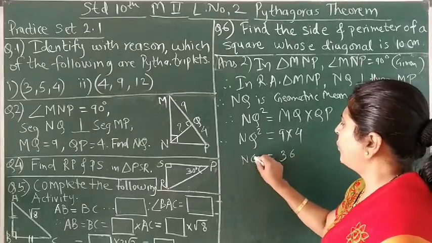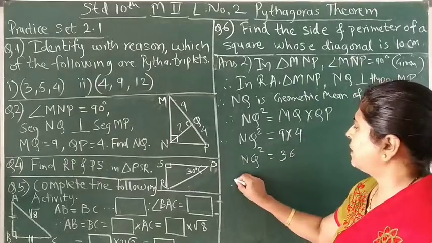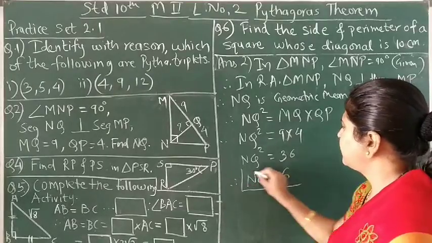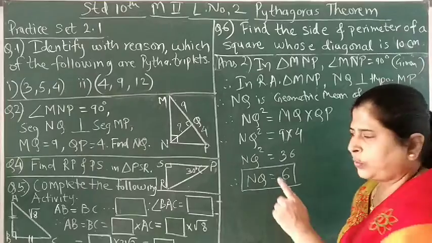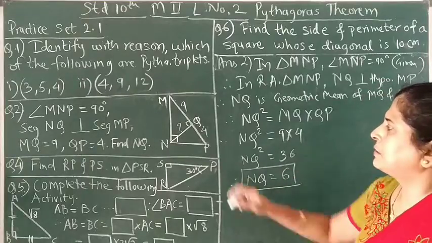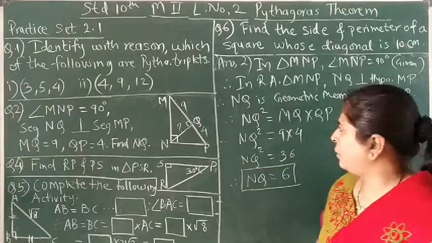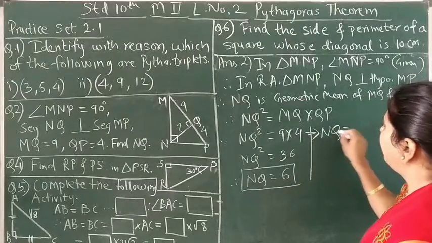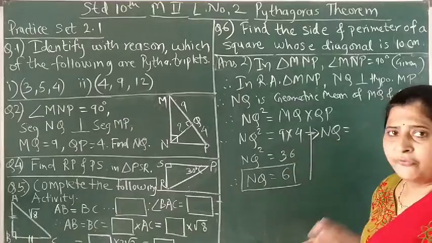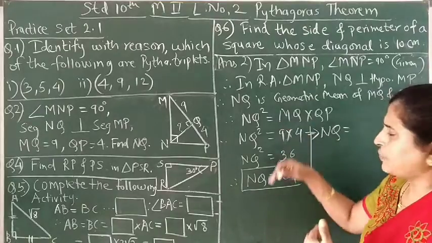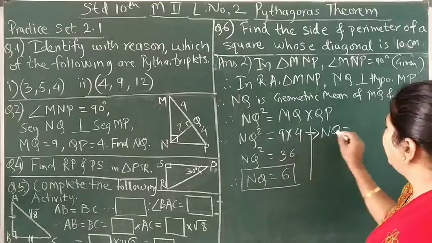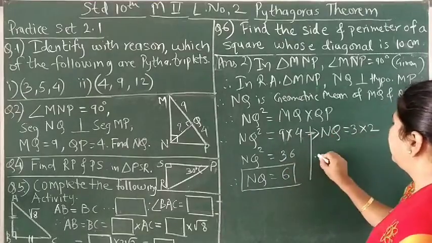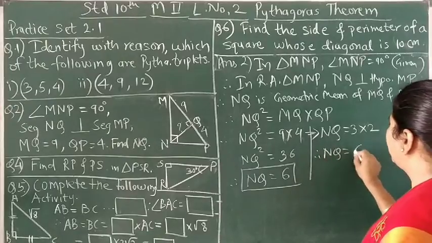Now NQ square is going to be 36, and therefore taking the square root of both sides, we can get 6. Here we will consider only the positive value of the square root of 36, because the length of a segment cannot be negative. Or, another way, we can say that as these two numbers, 9 and 4, are perfect squares, we can take the square root of both sides and we get NQ equal to square root of 9, that is 3, and square root of 4, that is 2. And therefore NQ is equal to 6.